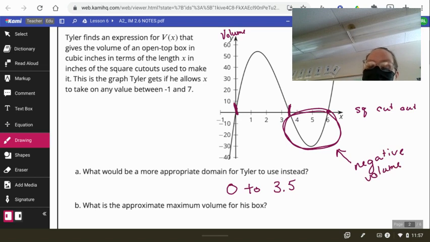What's the appropriate maximum volume for his box? If you had to approximate what that is, where would you find it? What do you think the biggest volume is that he could have? Where am I looking for the biggest volume? Kind of where it hits that highest point right here, right? What do you think that is? Maybe 54, 55, something like that?